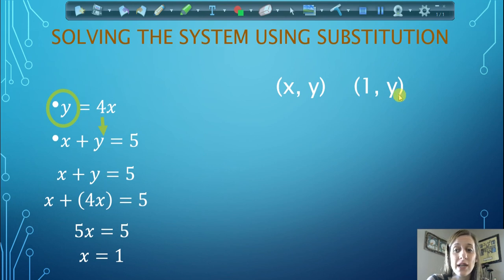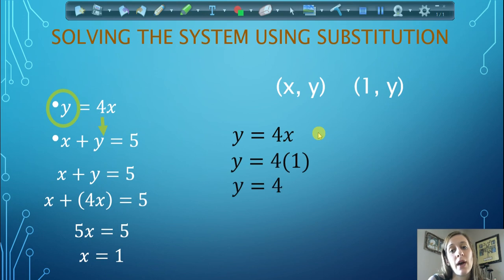To find the y coordinate, since I'm looking for y, I'm going to go to the y equals equation, and I'm just going to substitute in the x value because I know x is now 1, and I'm going to get that y is equal to 4. So the ordered pair, or the solution to the system, will be (1, 4).